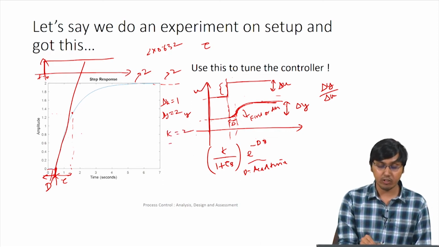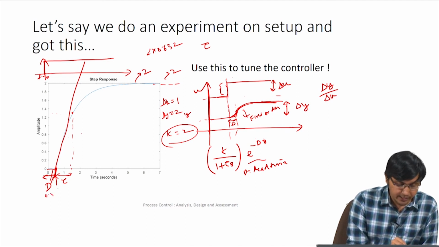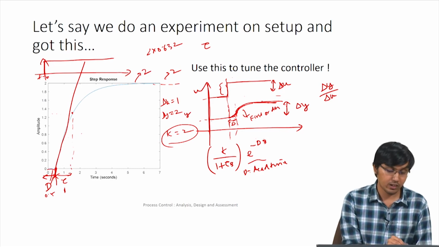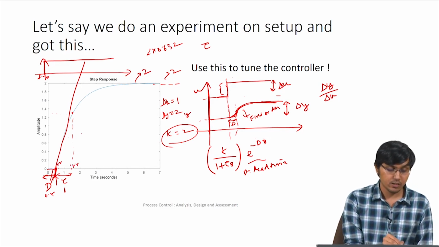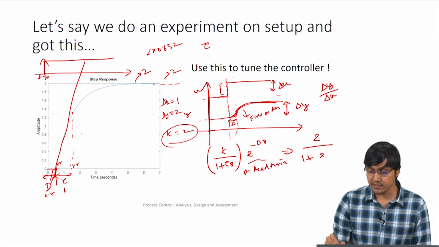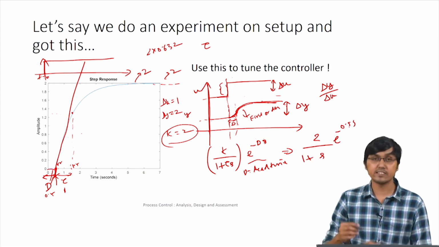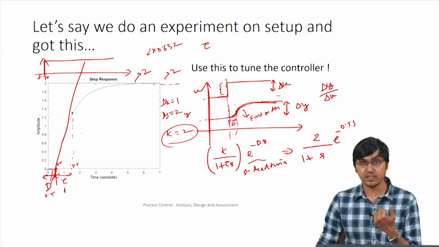So I get a gain equal to 2, and dead time around say 0.5, and this tau looks like around 1, so this is like 0.5 to 1.5. So basically this particular system is approximately 2 by (1 plus s) times e power minus 0.5 s. This is how we get the various values of dead time, time constant, and gain.